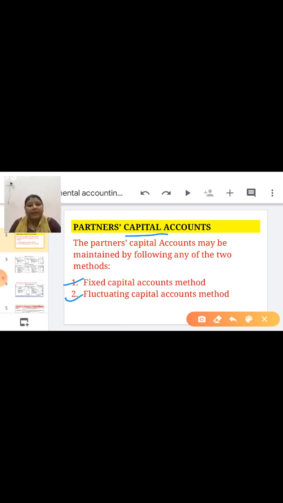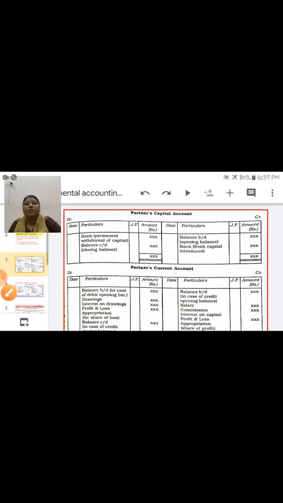In fixed capital method it means capital is fixed. It does not change. So in this method you have to maintain 2 accounts. The first one is partners capital account and the second one is partners current account. So we will start with the partners capital account.